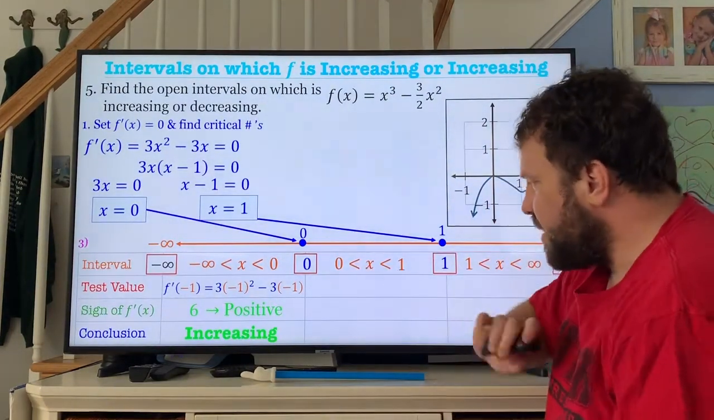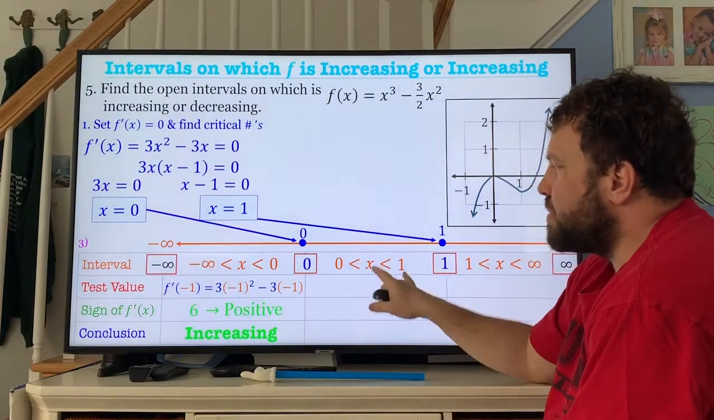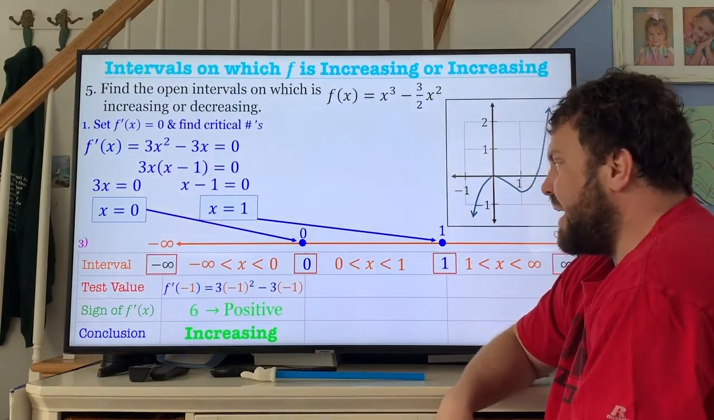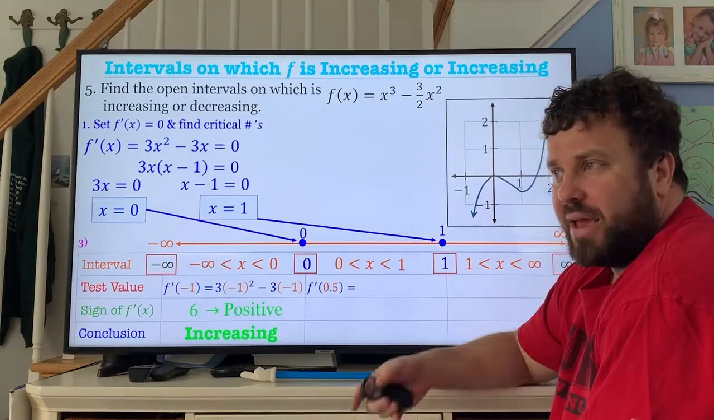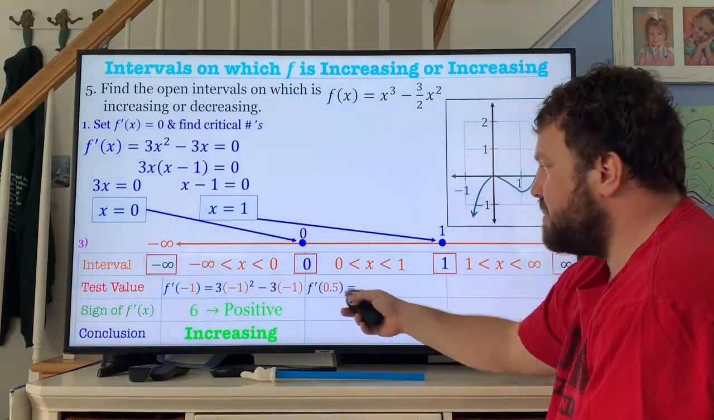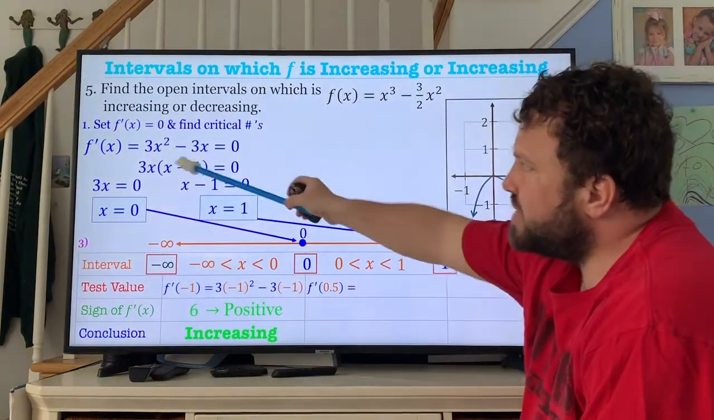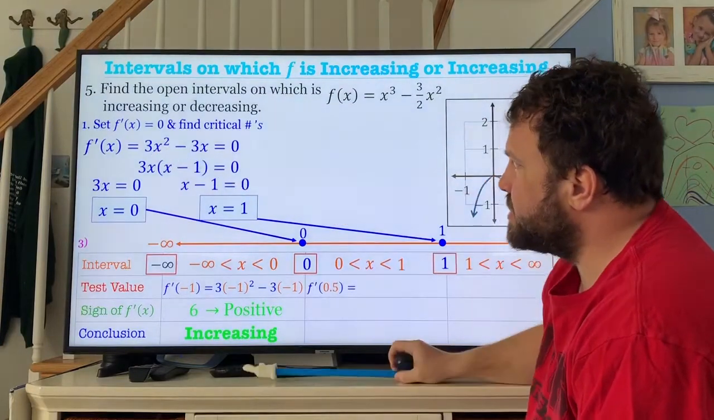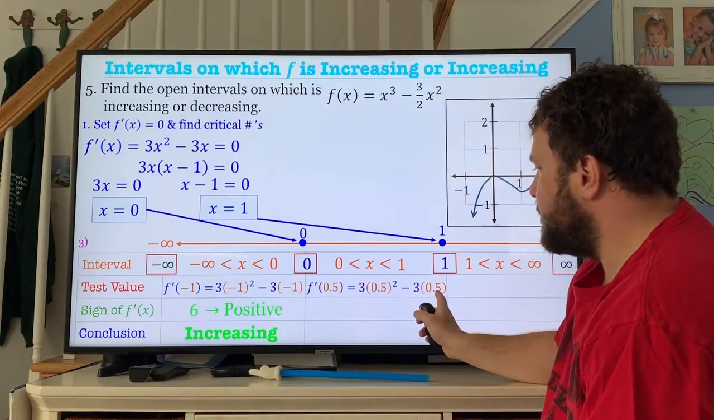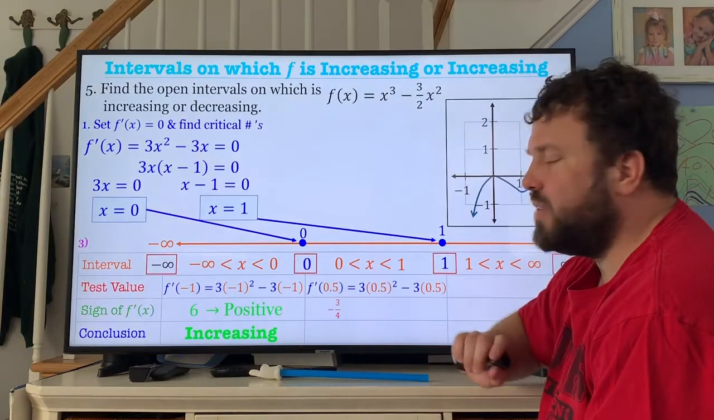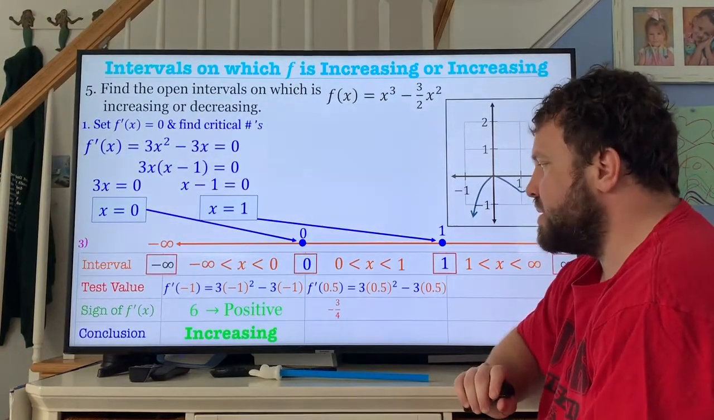Now, 0 to 1. What number? I go with a half. You can go to the 4th, an 8th, 7/8, anything. But 0.5 is easy. Type it in your calculator. 3 times 0.5 squared minus 3 times 0.5. It gives you a number of negative 3/4 or negative 0.75.